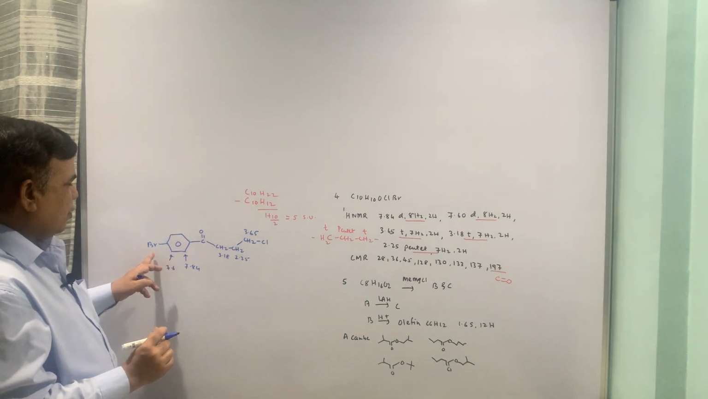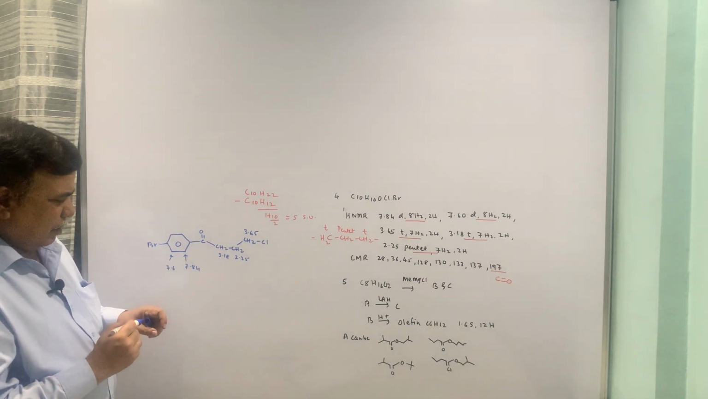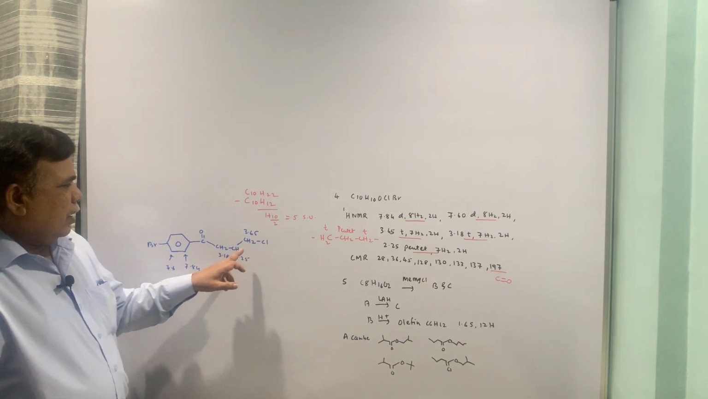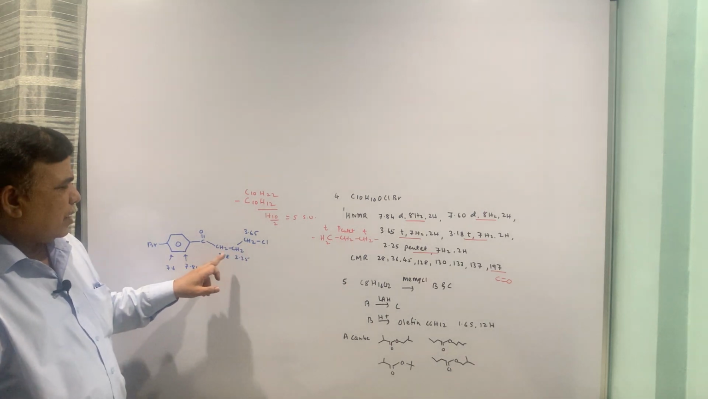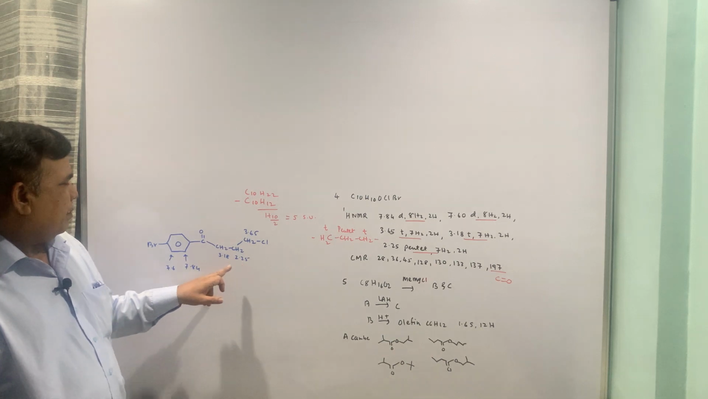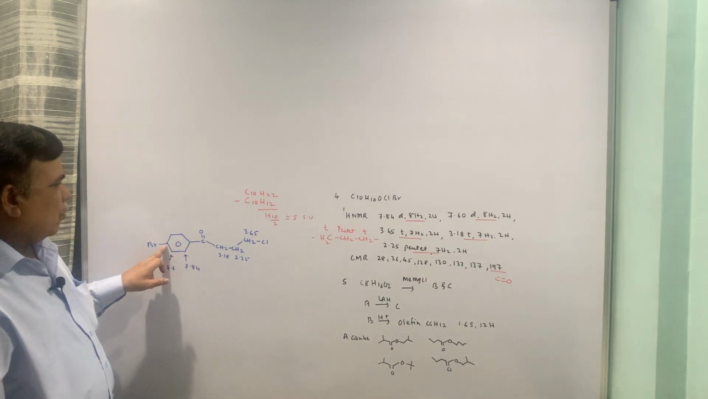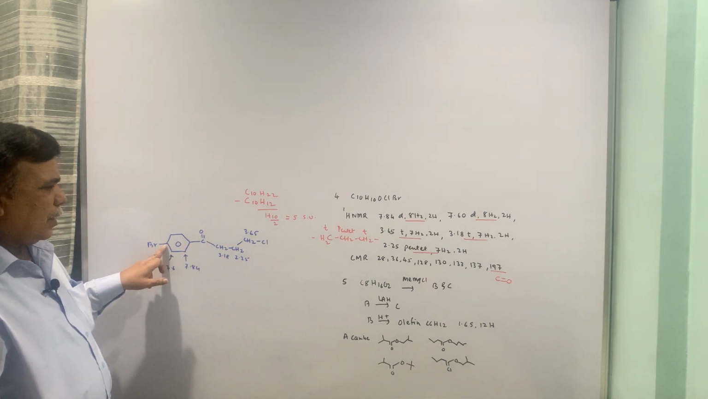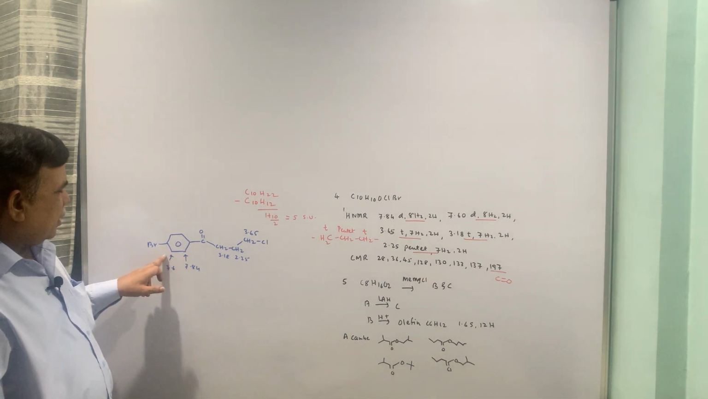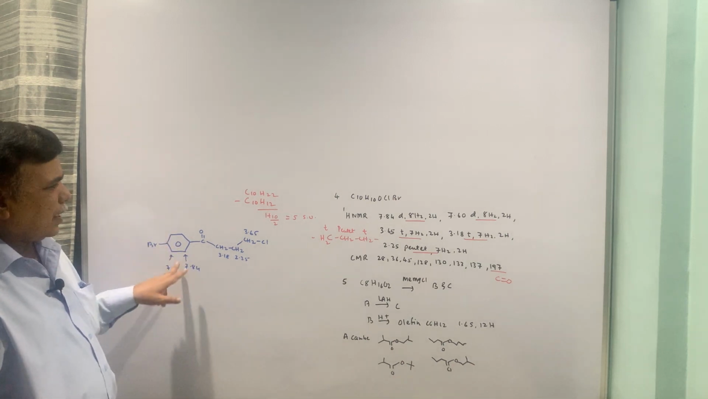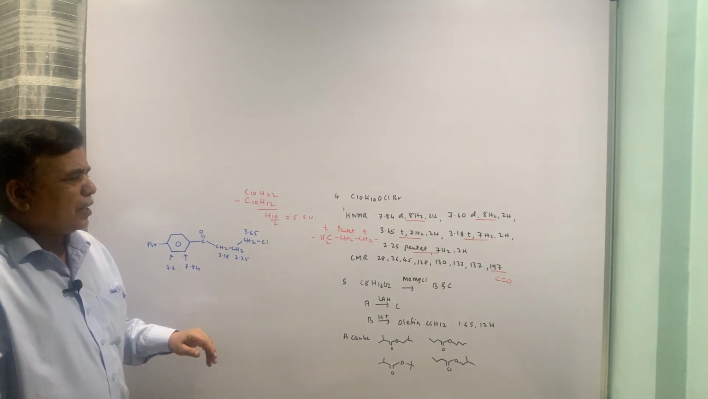Carbonyl is a more powerful electron withdrawing group than Br, so these protons are deshielded more. In CMR, CH2Cl is 45, this is 36, the central is 28, this is 197, this is 137, 133, and then 130 and 128. So probably this is 128, this is 130. Two sets are there. That's why in CMR, instead of 10 carbons, 8 carbons are appearing.